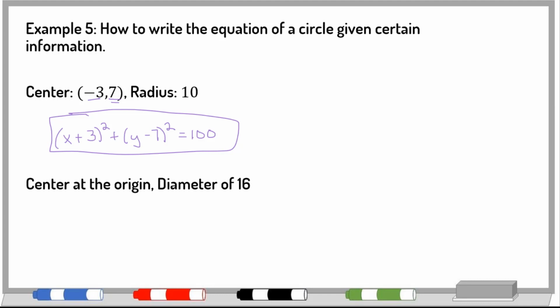Here's center at the origin, diameter of 16. So we don't want the diameter, we want the radius. So we're going to half this, and that means our radius is 8. The center being at the origin, you can write x minus 0 and y minus 0 if you want to, but that is writing more than you need to. Mathematicians are generally lazy and want to write the least amount possible. So we'd rather not write x minus 0 parentheses squared. We'd just write x squared. And then the 8 needs to be squared to go on the right side, so that our answer is 64.